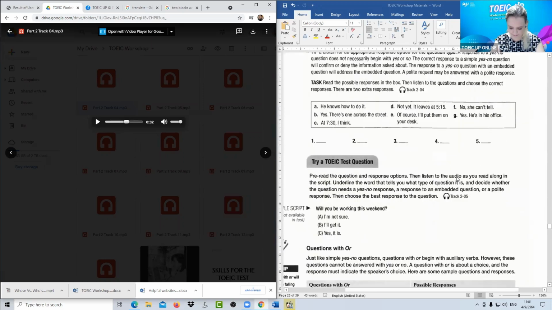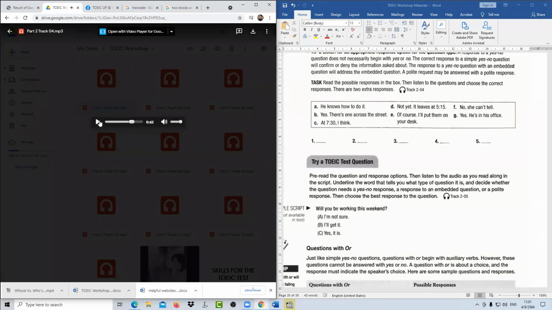Next one. Number 4. Could you carry these boxes inside for me? Answer. D. The question is, could you carry? So we're looking at a polite request. So we can look for a polite response. Of course. I'll put them on your desk. Could you carry these boxes inside for me? Of course. E is number 4, 4E.